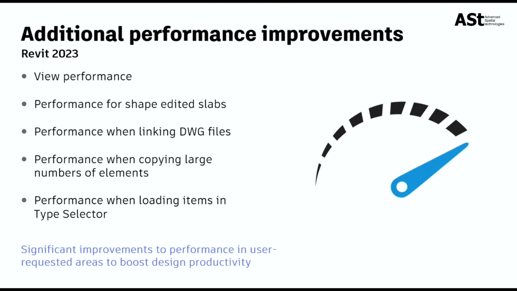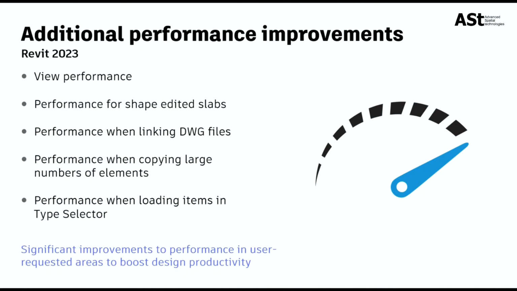Additional performance improvements here. So there are several to improve the overall view performance. So number one, performance for shape edited slabs. Revit users have requested optimizations for viewing and adjusting shape edited slabs with many control points. In 2023, optimizations have been made to simplify the display of control points. So this is dots instead of bitmap images.